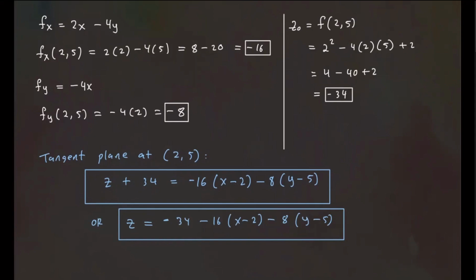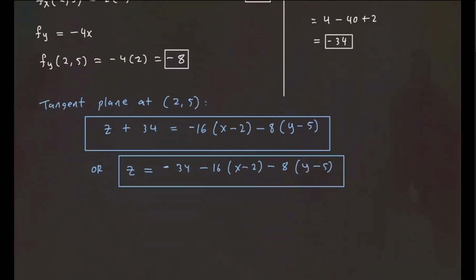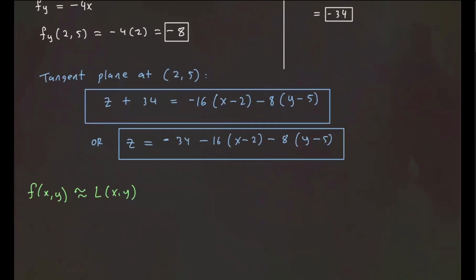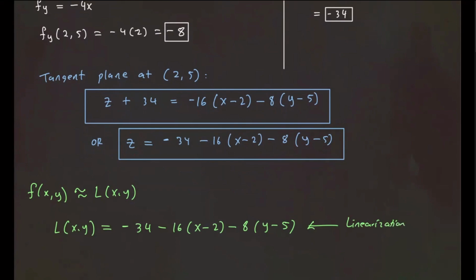Now we're going to use this for approximation, because now we're going to call this L of x comma y. So our function f of x comma y, as long as we're near the point 2 comma 5, will give us a good approximation if we use this tangent plane to approximate. So this will be approximated by L of x comma y, and L of x comma y is simply this plane right here, the tangent plane. So our function, the linearization, is simply negative 34 minus 16 times x minus 2 minus 8 times y minus 5. That is what we call linearization or tangent plane approximation.